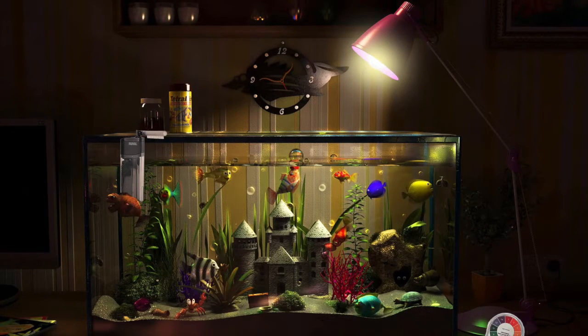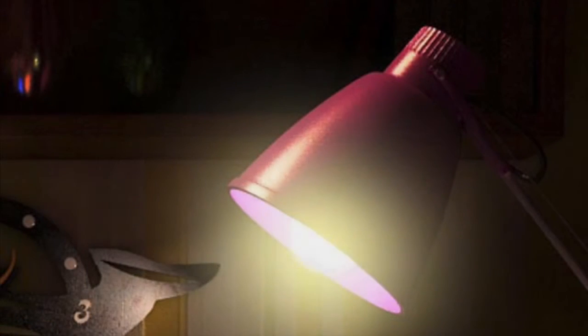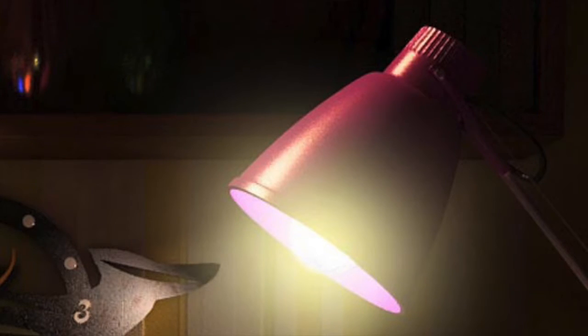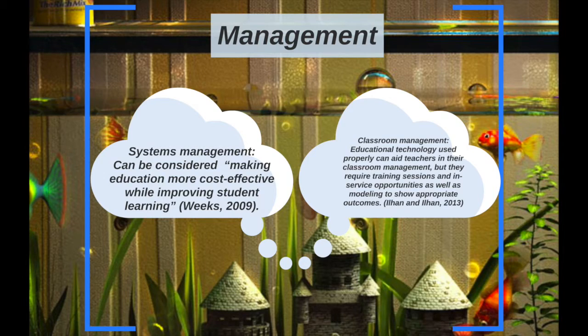Water in a fish tank, just like learning in the classroom, cannot go unregulated. In water, a heater is needed to keep the temperature at an appropriate level for the fish. With educational technology, there are appropriate steps that need to be taken in order to ensure proper management. Ideas and management strategies differ. Some see acceptable management as making education more cost-effective while improving student learning.